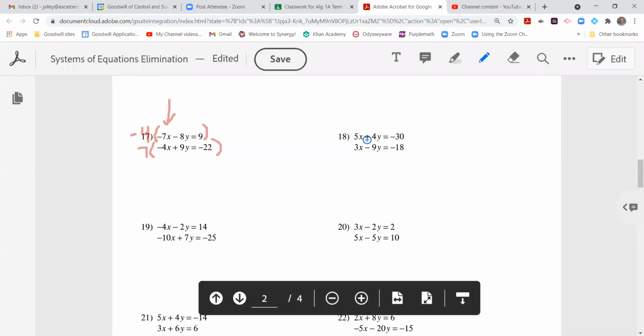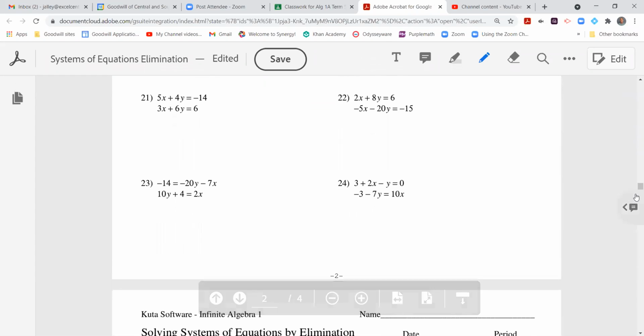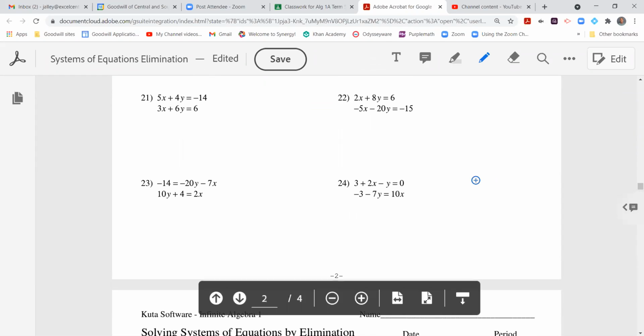So on number 23, would you just have to rewrite that problem? Because it's -14 equals -3y minus 7x. Yeah, that was not in the right order. They need to be in standard form. That's a really good question. So ideally, we want them to be in standard form, ax plus by equals c, so we can create those columns. So now you've got to start manipulating.